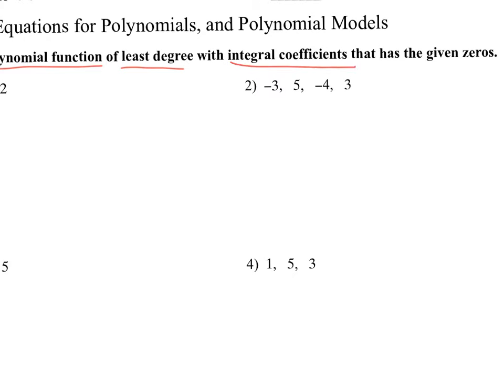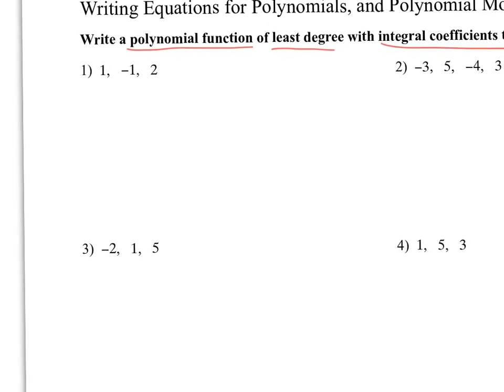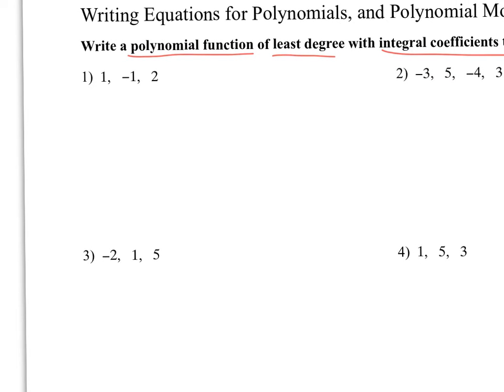Integral coefficients is going to come into play if we have any fancy zeros. We're going to have some ways to deal with that. That means that we don't want any decimal, fraction, or square root weird coefficients that go with this. It's actually a really straightforward process for a lot of these ones. It's going to be based on the idea that if we're given zeros, we can figure out factors based on those zeros very quickly.